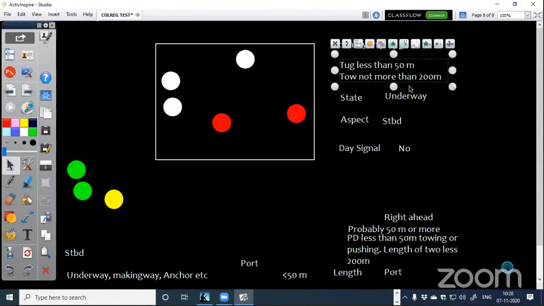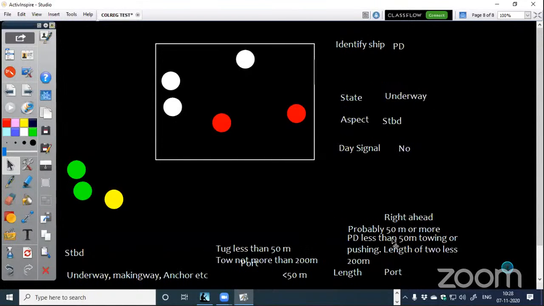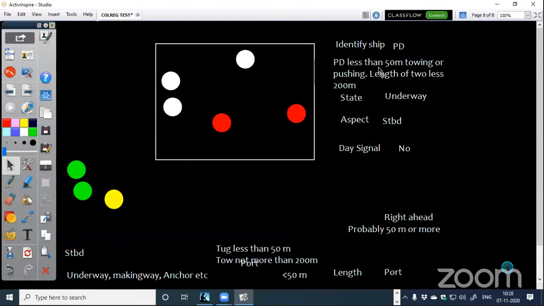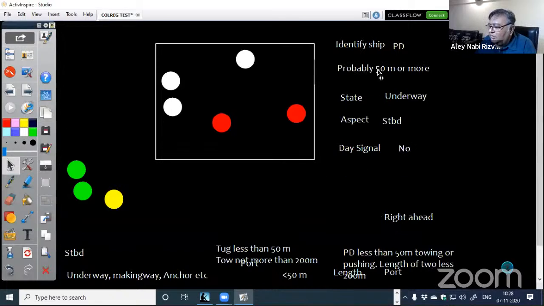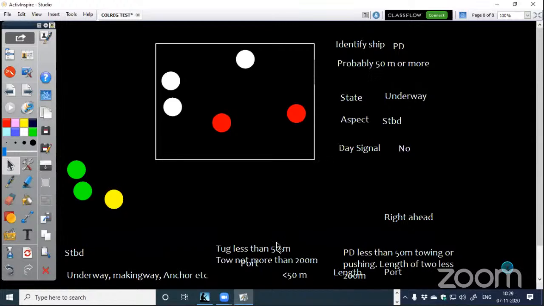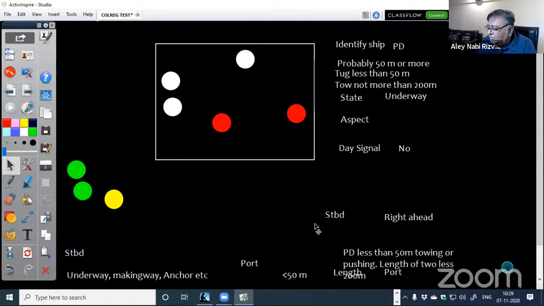Power-driven vessel, tug, more than 50 meters, probably 50 meters or more. All right. And length of the tow? Less than 200 meters. Seen from port side. Okay.